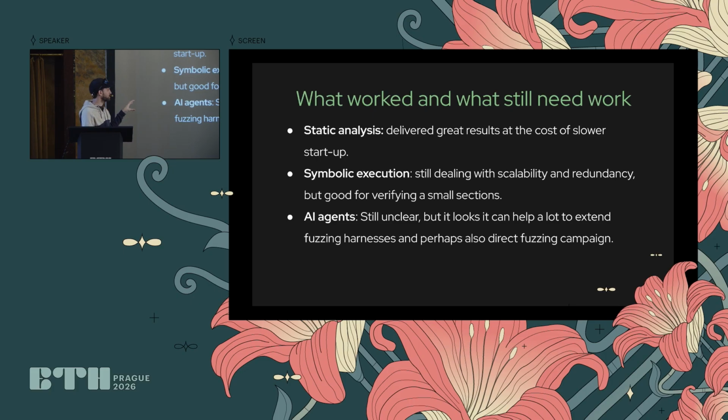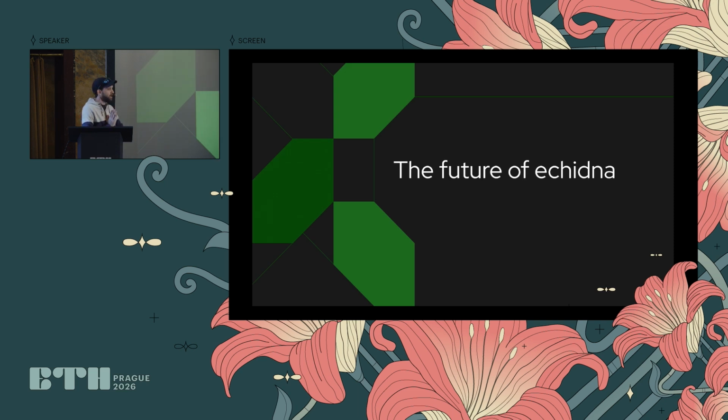And we have AI agents. Still a bit unclear how we can use them. It's clear to me that you can give Claude or Codex a complex smart contract, and they can provide a fuzzing harness. But how to actually control and direct the fuzzing campaign, this still needs development. Okay, so one slide to present a little bit of my own work on the future of Echidna.